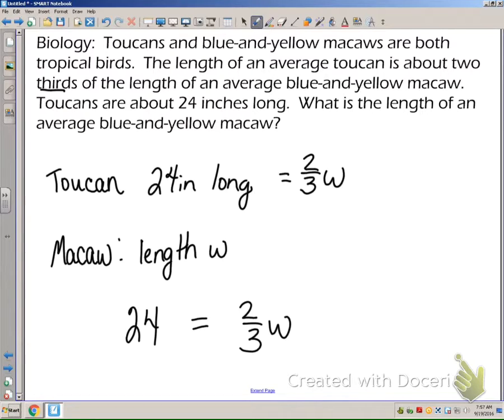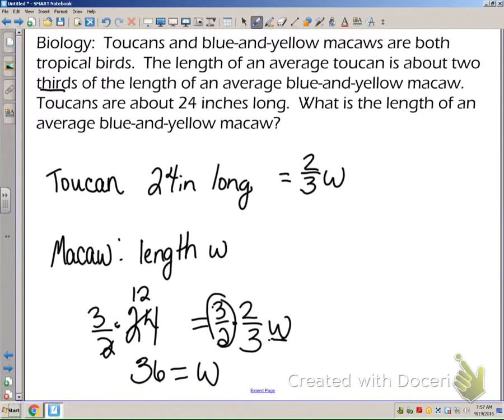Well, this is a fraction, so I want to get rid of it to isolate my variable. In order to get rid of this fraction, I'm going to multiply by its reciprocal, because 3 times 2 is 6, 2 times 3 is 6, and 6 over 6 is 1. Well, whatever I do to one side, I've got to also do to the other side. So I'm going to multiply by 3 over 2. 24 divided by 2 is 12. 12 times 3 is 36. So the length of the macaw is 36 inches long.